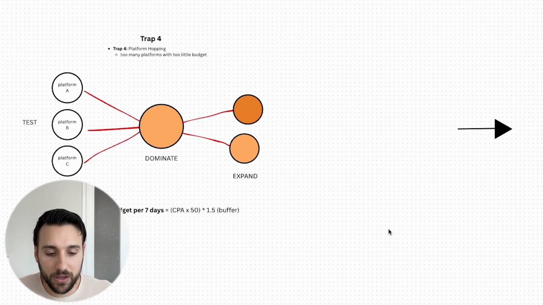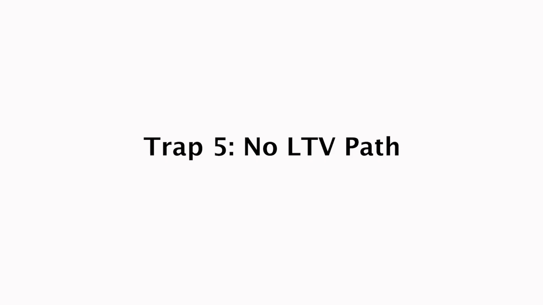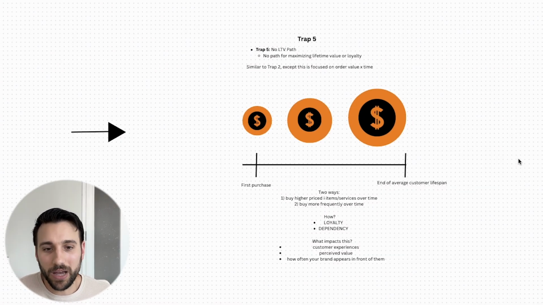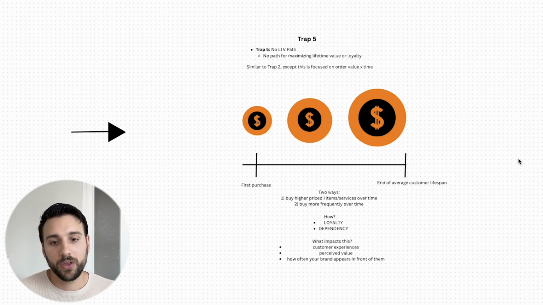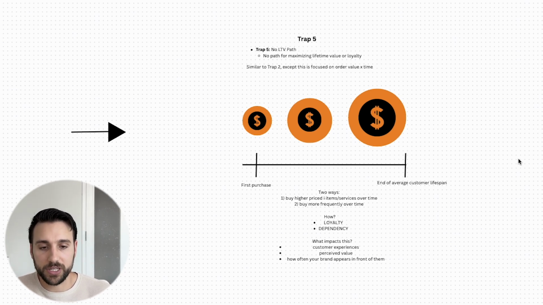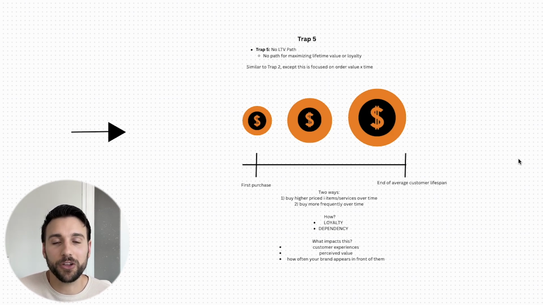All right, trap 5, no lifetime value path. So no path for maximizing lifetime value or loyalty. This is similar to trap number 2, except it's focused on value over time. It's not necessarily focused on the life cycle that you're building out around your products. This is just strictly maximizing for dollar value and time value and frequency of buying.